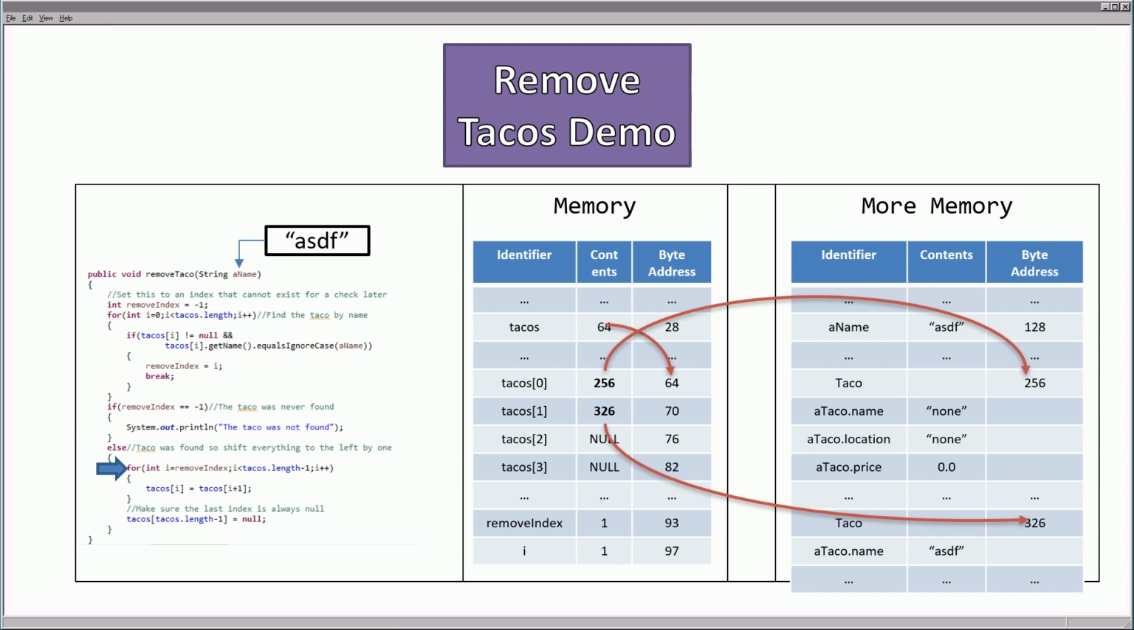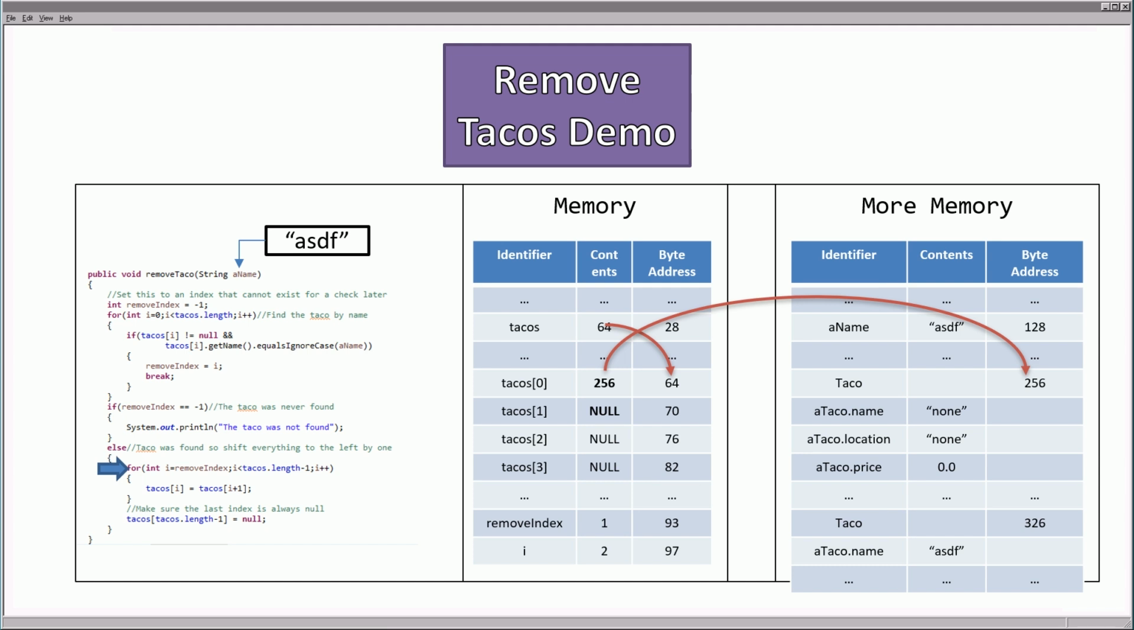Now we shift all of the values over. So then we go over here and we assign tacos at index 1 equal to the value held in tacos at index 1 plus 1, in other words, tacos at index 2. Tacos at index 1 becomes null, which means we have now lost the reference to that object.